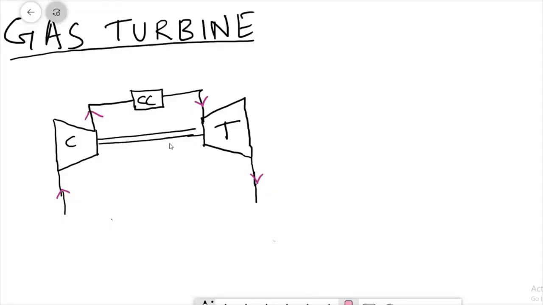Hi friends, this class is about the extension of the gas turbine. Generally, a gas turbine works on the Brayton cycle. In this class, we are going to discuss this thermodynamic cycle for the gas turbine engine. The gas turbine engine mainly works on the Brayton cycle.